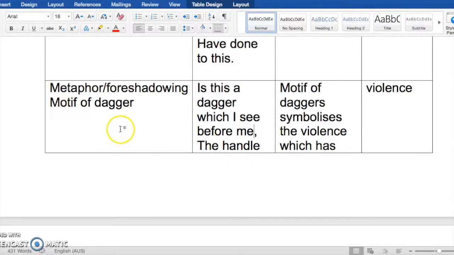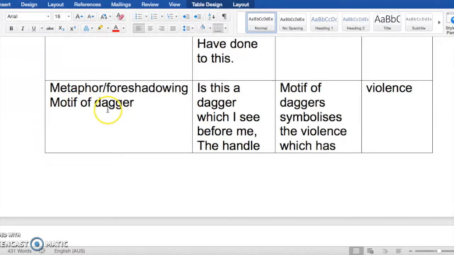Now, I would not just talk about this next part as the motif of the dagger. A motif is just a symbol that's repeated throughout the text. So any symbol that's repeated multiple times in any text is called a motif. It's not just one symbol that's used once. It's used throughout the text. So throughout Macbeth, we know that there is a motif of a dagger.